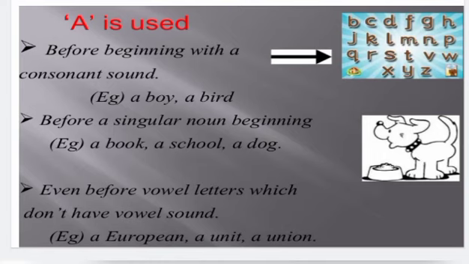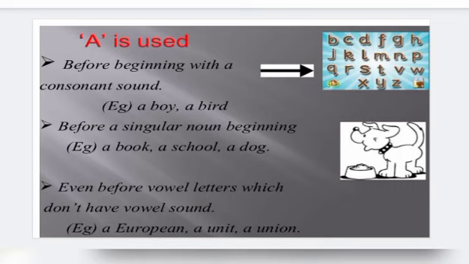A is used before a singular noun beginning with a consonant sound. For example, a book, a school, a dog. A is used even before vowel letters which don't have a vowel sound. For example, a European, a unit and a union.